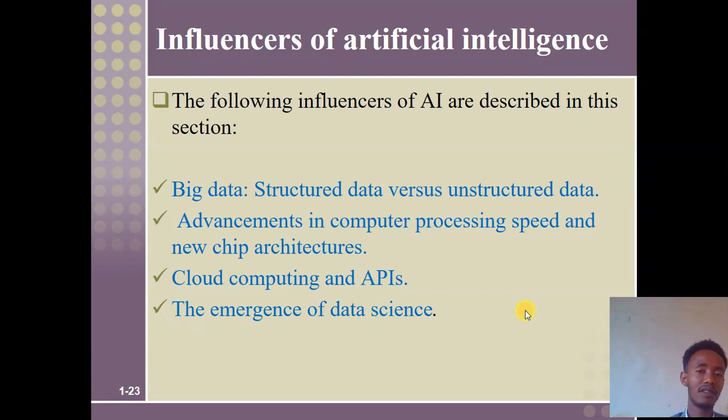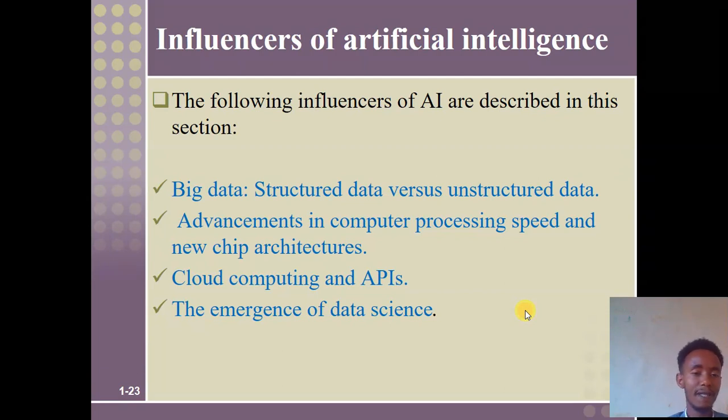Another one is the influencers of artificial intelligence. Influencers of artificial intelligence means what makes artificial intelligence be developed, to exist. Influencers: what are the factors that have influenced it? Big data: the emergence of big data initiates the scientists to develop artificial intelligence, which is structured data versus unstructured. The existence or emergence of different data types influences artificial intelligence researchers to come up with these good concepts of artificial intelligence.